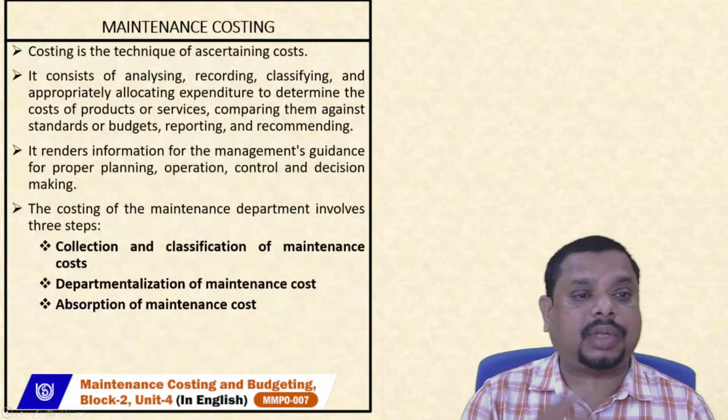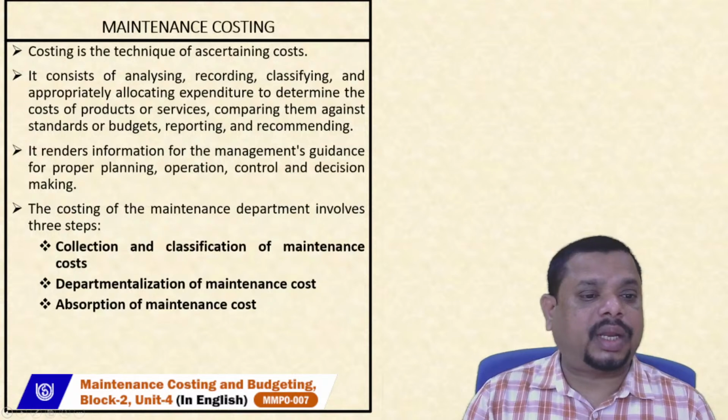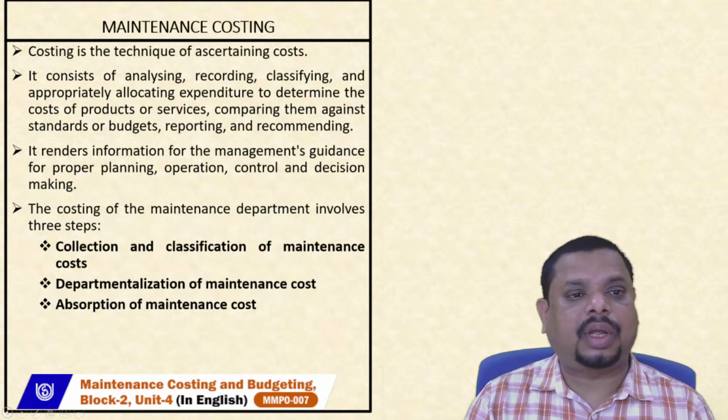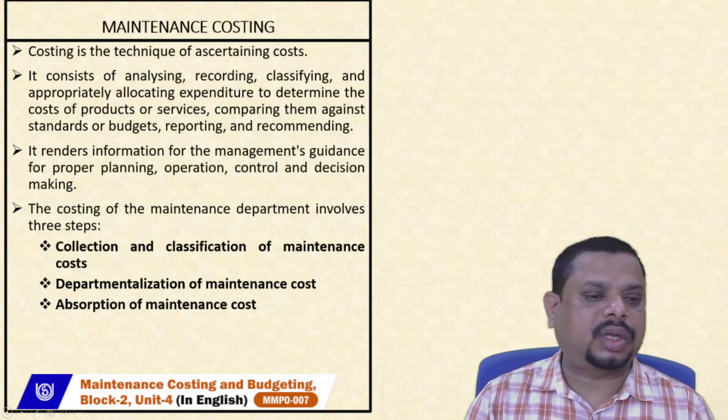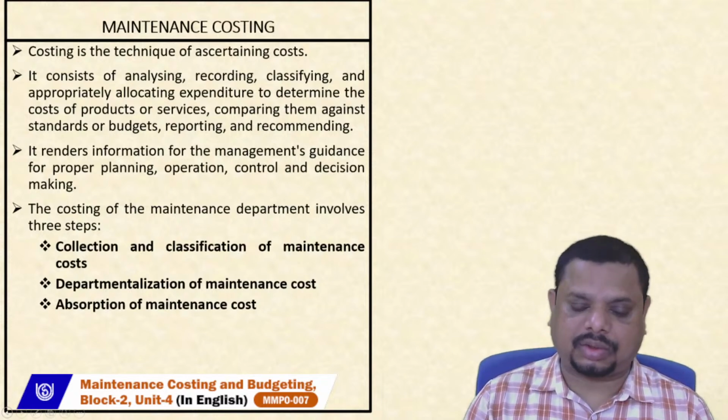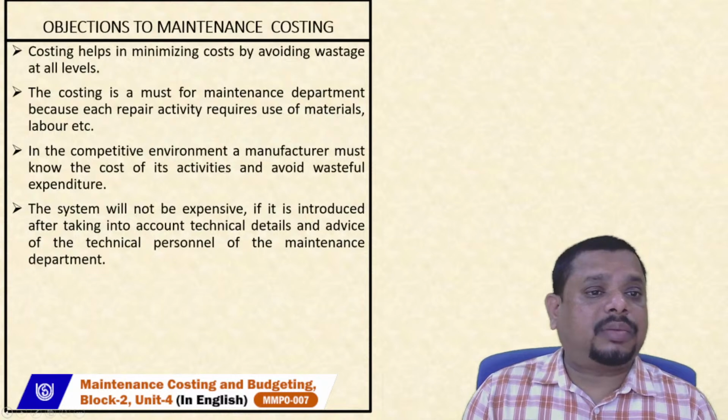The next one we have is maintenance costing. Maintenance costing is basically involved departmental wise. It is a technique for ascertaining the cost. That means analyzing, recording, classifying, and allocating the expenditure so that the cost of products and services can be easily identified and compared for budgeting, reporting, and recommendations. For costing of the maintenance department, three steps are basically included. The first is collection and classification of maintenance cost, then departmentalization of maintenance cost, and absorption of maintenance cost.